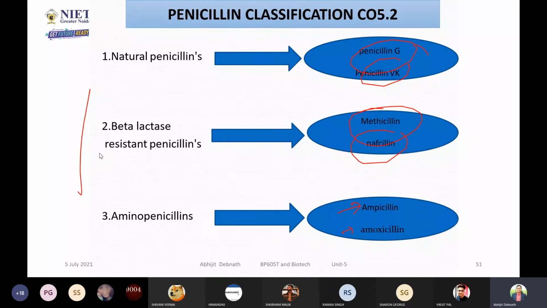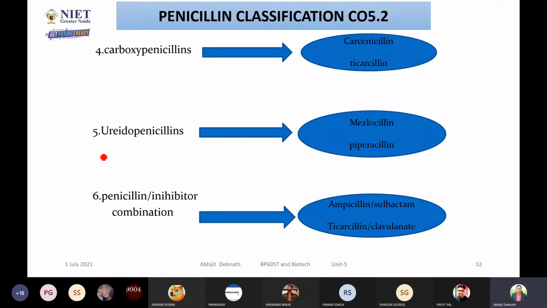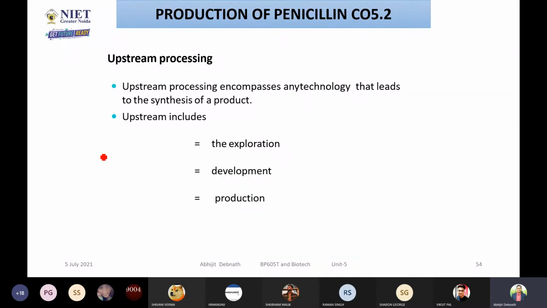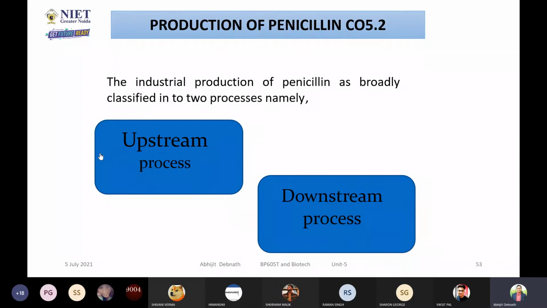I think Rishabh, this part I also discussed in the previous lecture. Yes, sir. Okay, this part, upstream and downstream. Tell them. Okay.